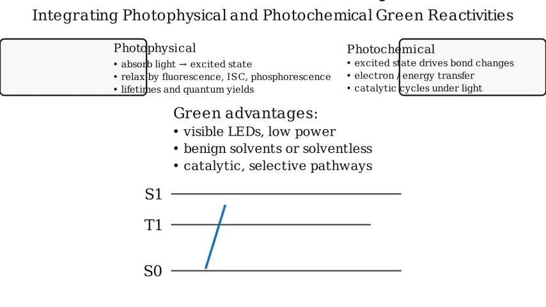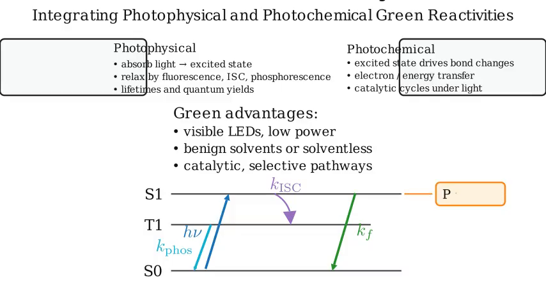Here is the Jablonski diagram. We show singlet ground state, excited singlet, and excited triplet. From the excited singlet, we can fluoresce, cross to triplet by intersystem crossing, or emit from triplet as phosphorescence. Critically, we can also funnel that excited energy into chemistry.